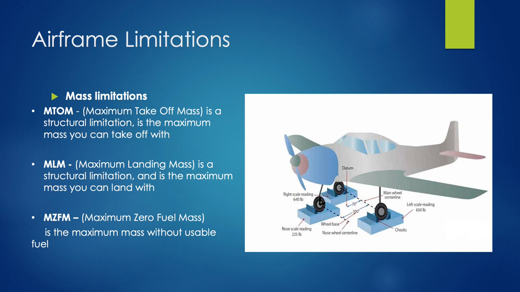Then we have the maximum zero fuel mass. So that's the maximum weight of the aircraft, including passengers and cargo without any fuel inside. And again, it's a structural limitation to make sure that we don't break anything inside the aircraft or out. So we need to abide by these limitations and make sure we're within these limits. Again, it's a safety factor, making sure that we're not putting the aircraft under more physical stress than it needs to be.